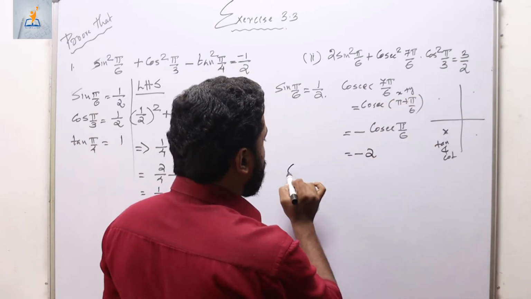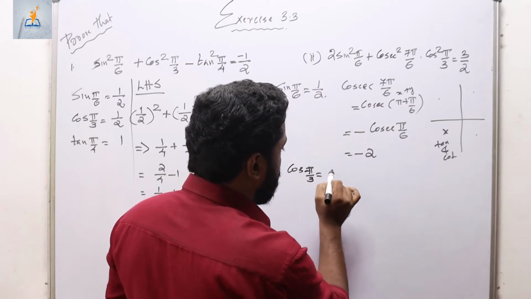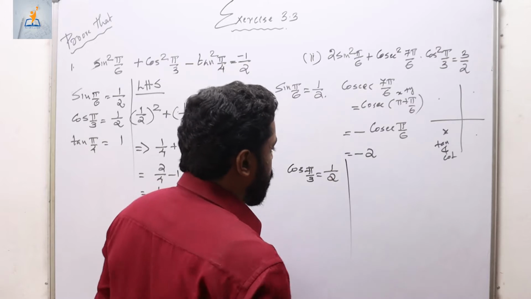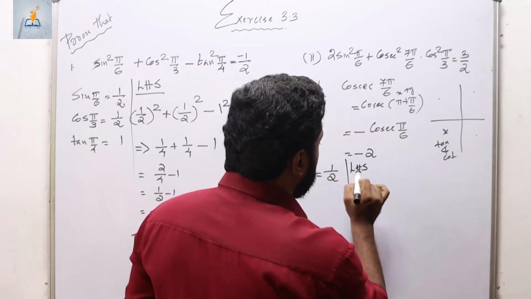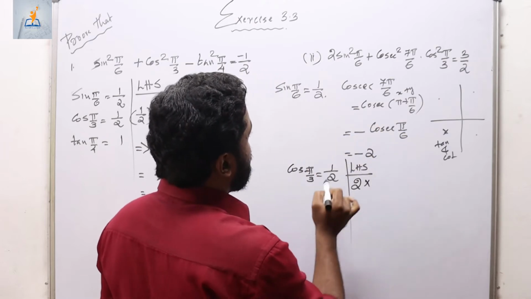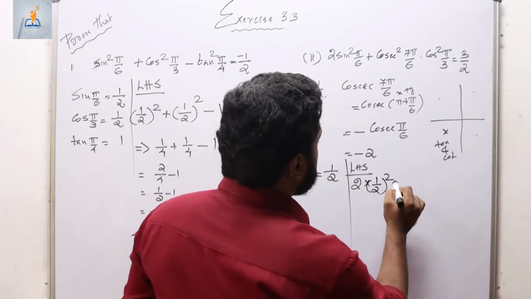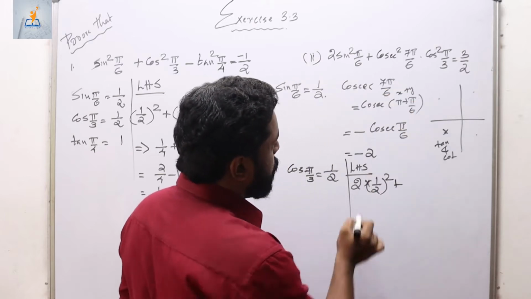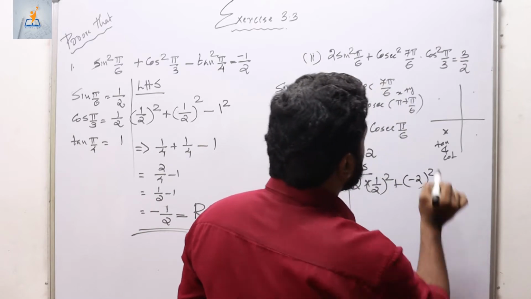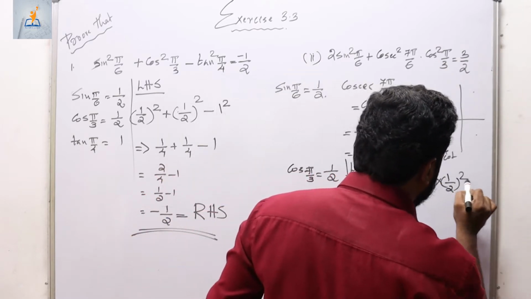Now we know the value of cos pi by 3 also. What is the value of cos pi by 3? Again it is equal to 1 by 2. Now we can easily substitute in the left hand side. LHS becomes 2 into sine square pi by 6, which is 1 by 2 the whole square, plus cosec square 7 pi by 6, which is minus 2 square, into cos square pi by 3, which is 1 by 2 the whole square, isn't it?